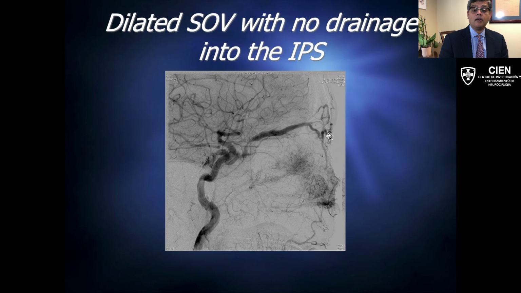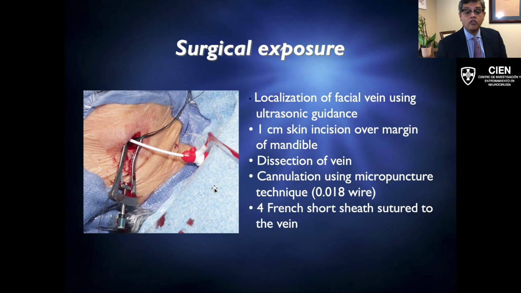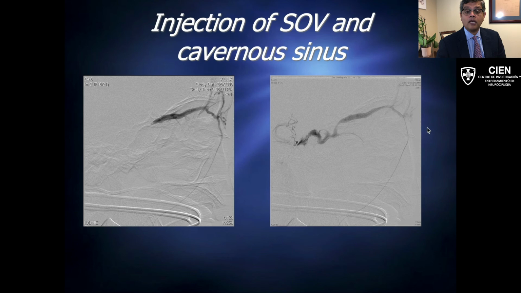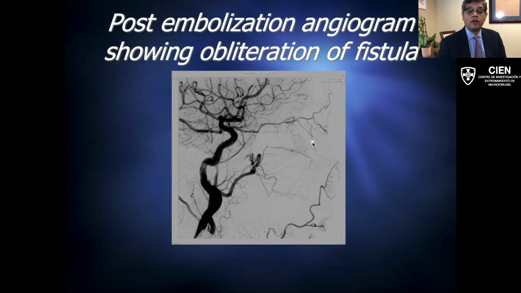And so here, instead of exposing the superior ophthalmic vein, we essentially expose the facial vein at the angle of the mandible. And then we cannulated it with a 4-French short sheath. And we were able to directly access the superior ophthalmic vein. And then we went all the way back into the cavernous sinus here. And we coiled it. And you can see post-embolization, there's no evidence of the dural AV fistula. So that's a type 3.